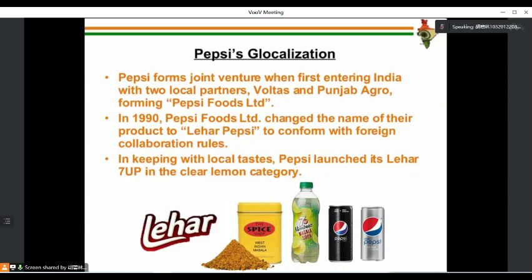Okay, for Pepsi's globalization, Pepsi formed a joint venture when they first entered the market with two local companies, which are Voltas and Punjab Agro, and they merged together and formed a new limited company called Pepsi Foods. And in the 1990s, Pepsi Foods changed their name to Lehar Pepsi in order to conform with foreign collaboration rules. Okay, and in keeping with local taste, Pepsi launched its new 7-Up called Lehar 7-Up. Okay, with a more clear and lemon category.